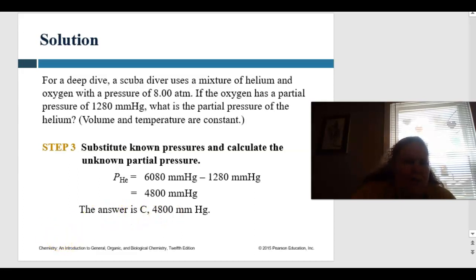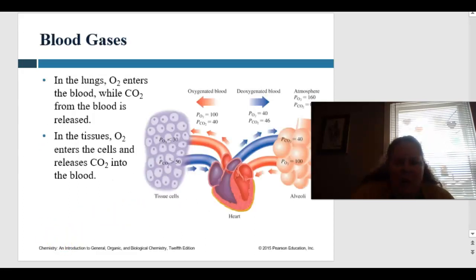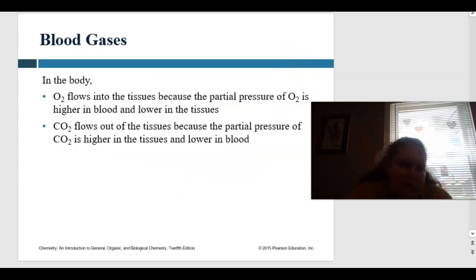All right, so how do we apply this? Well, what are blood gases? In the lungs, oxygen enters the blood while CO2 from the blood is released. In the tissues, oxygen enters the cell and that releases carbon dioxide into the blood. So you can see your tissues here with our valves: oxygenated blood, deoxygenated blood, our lovely heart, the alveoli where we're doing the oxygen exchange, and our valves. So this equates into our blood gases.